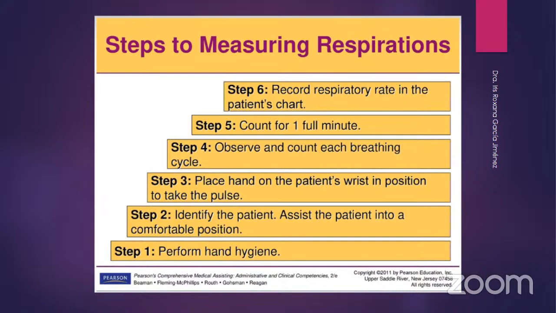Again, there are steps to measure the respirations, to take the respiratory rate. For example, we perform hand hygiene, of course. We identify the patient, and we get the patient into a comfortable position. We place a hand on the patient's wrist in position to take the pulse, so the patient thinks we're taking the pulse, but we're taking the breathing. We observe and count each breathing cycle. Again, 1 full minute must be used for counting this. And we record all this information in the patient's chart, and we finish with hand hygiene again.